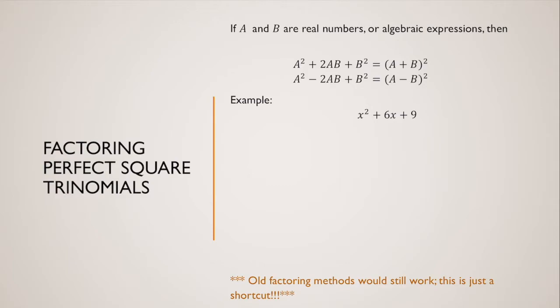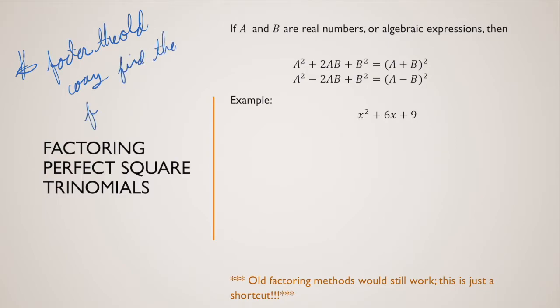Another type of special trinomial is perfect square trinomials. I would recommend factoring this the old way. Don't memorize this weird shortcut where we find the factors of AC that add up to B.